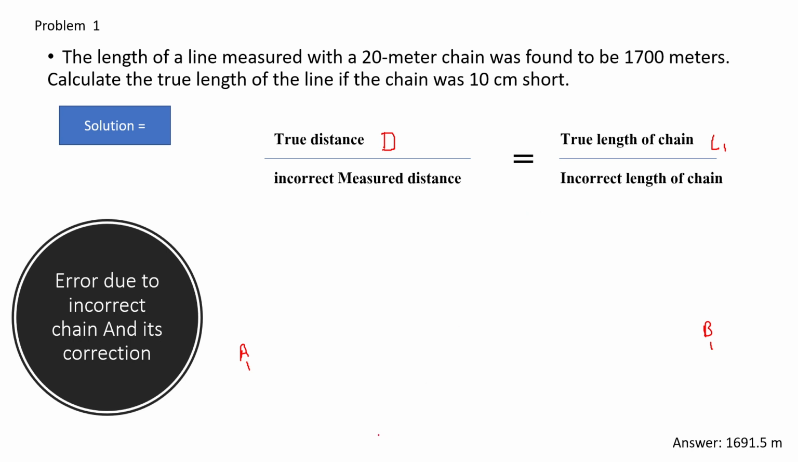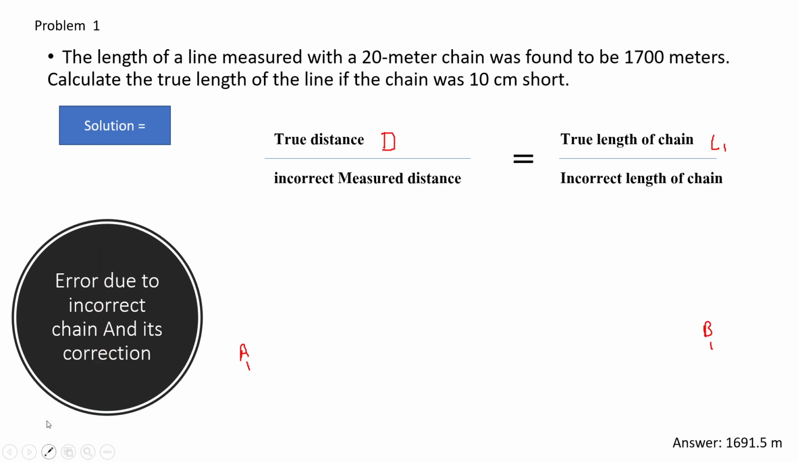First of all, we will read the problem. The length of a line measured with a 20-meter chain was found to be 1700 meters. Calculate the true length of the line if the chain was 10 centimeters short. It means when we measured the length using a 20-meter chain, we found the distance was 1700 meters. But in the end we observed that this chain was not 20 meters; it was 10 centimeters short. So we have to solve this problem.